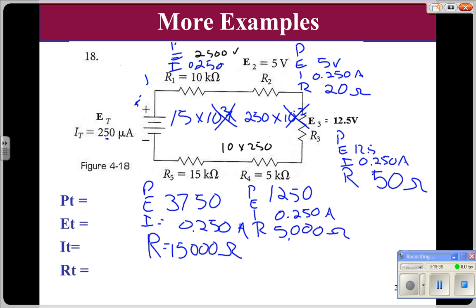Okay, so now we have everything, right? Except power, because we haven't started talking about power yet. That's okay. We can just multiply E times I and get power, right? That's not a big deal.